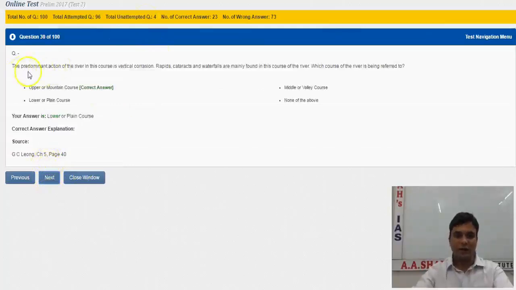Now, let us look at the next question, question number 30. The predominant action of the river in this course is vertical corrosion. Rapids, cataracts, and waterfalls are mainly found in this course of the river. Which course of the river is being referred to? Obviously, the answer to this would be upper or mountain course.